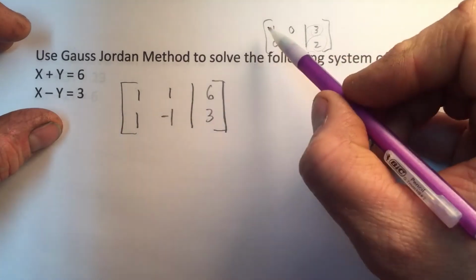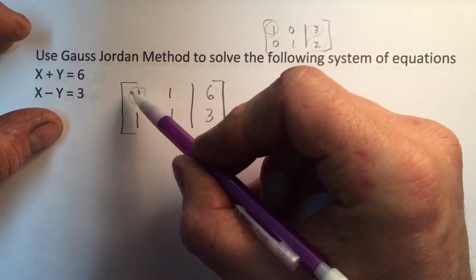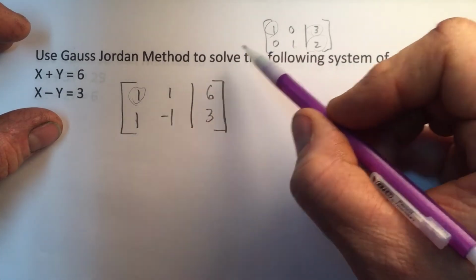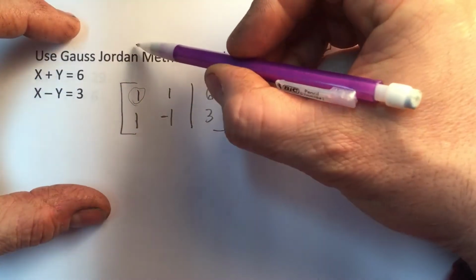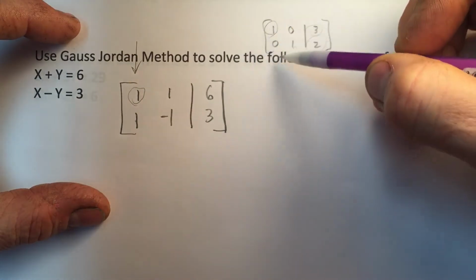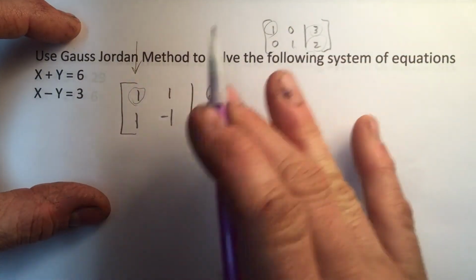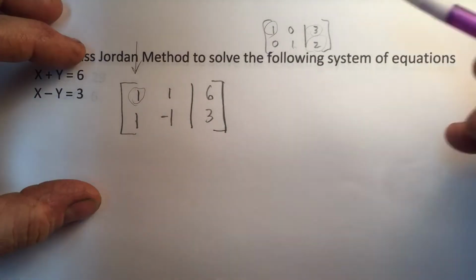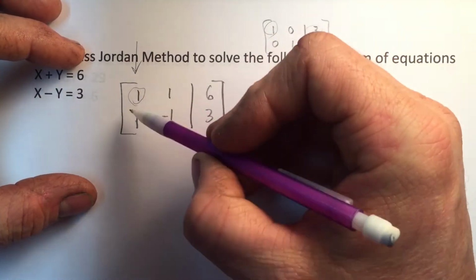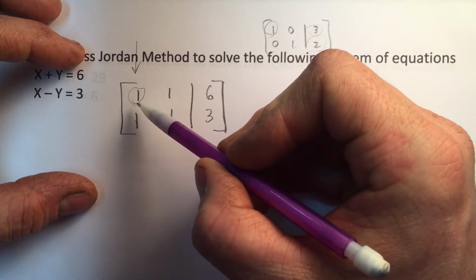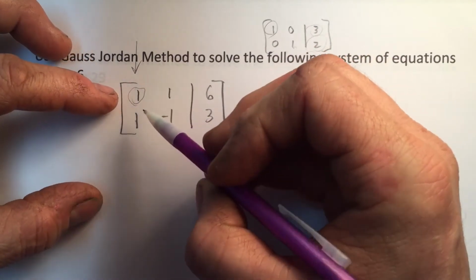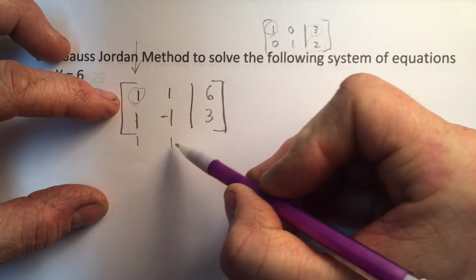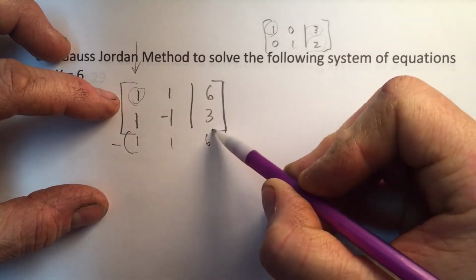Well, right here, I've already got a 1, so that's good. Now I need this one right here to be a 0. So usually when we do the Gauss-Jordan method, we start with this column and get those numbers in place, and then we shift to the next column and get those numbers in place, and so on. So what I'm just going to do is write this one down here, and I'm just going to subtract it.